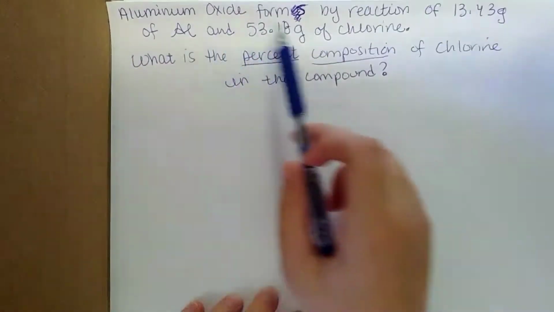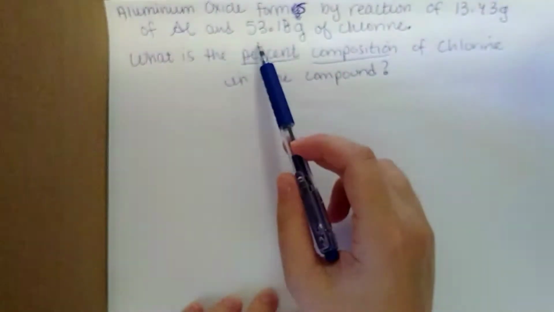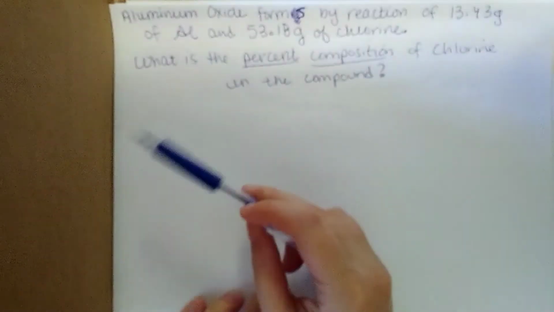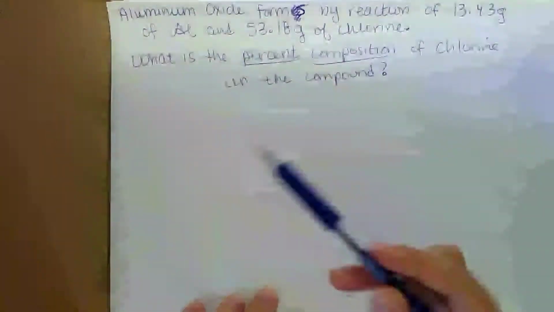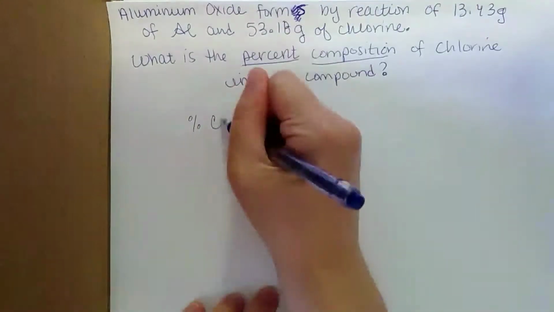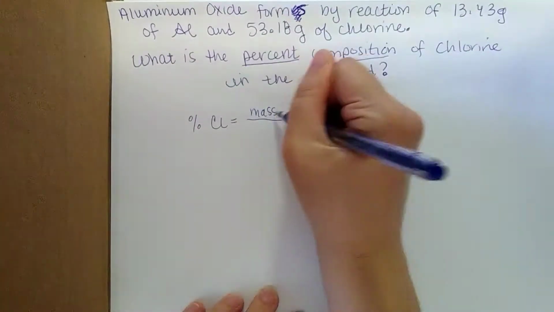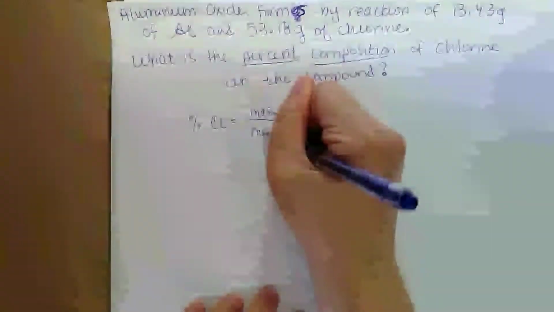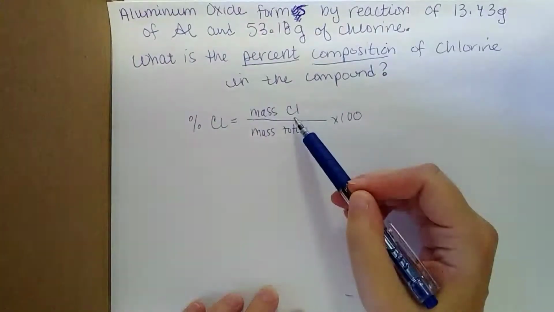So aluminum chloride forms by the reaction of 13.4 grams of aluminum and 53.18 grams of chlorine. And we want to find out what is the percent composition of chlorine in this compound. So as we know, the percent composition, so the percent of chlorine in the compound, is just going to be the mass of chlorine over the mass total, and then times 100. So we need to figure out both of these things.